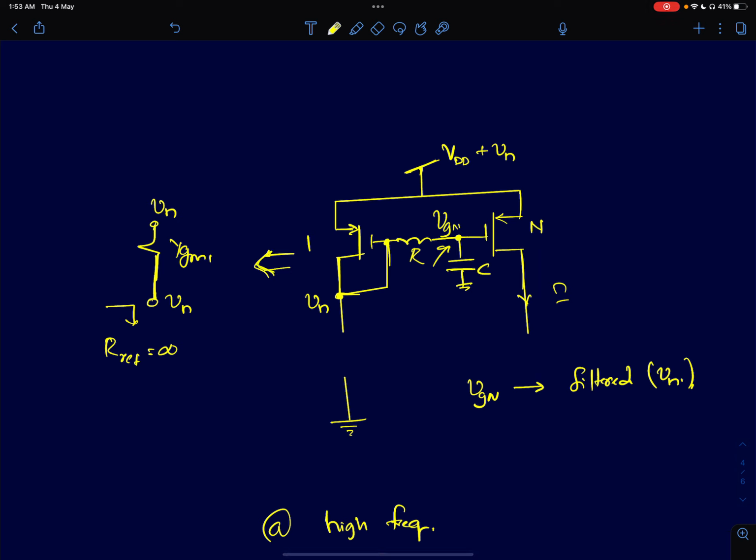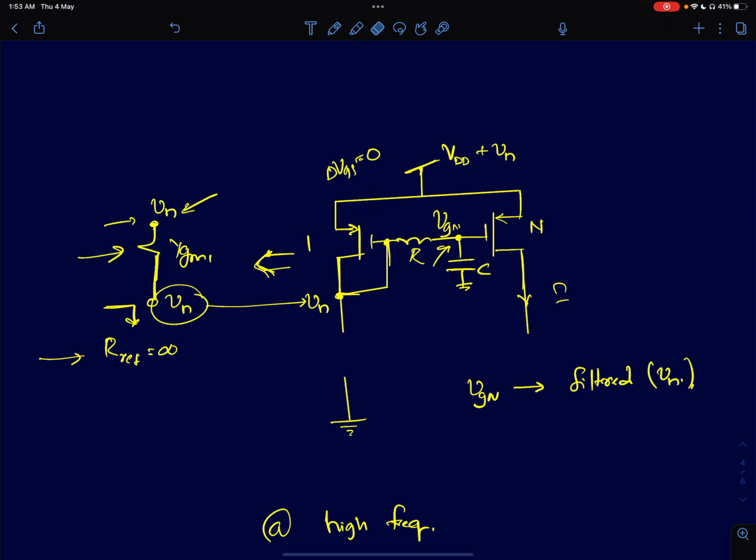Now we can represent this MOSFET for small signal purposes as a resistor of value 1 by Gm1. I'm just increasing the source node voltage by Vn volts. Because the reference current source is ideal, the impedance of that current source is infinity. So if I wiggle this node, if I change the supply by Vn volts, then the gate or the drain terminal will also come to Vn volts. But now there is a small difference. The change in VGS is 0 for this MOSFET. Delta VGS is 0.